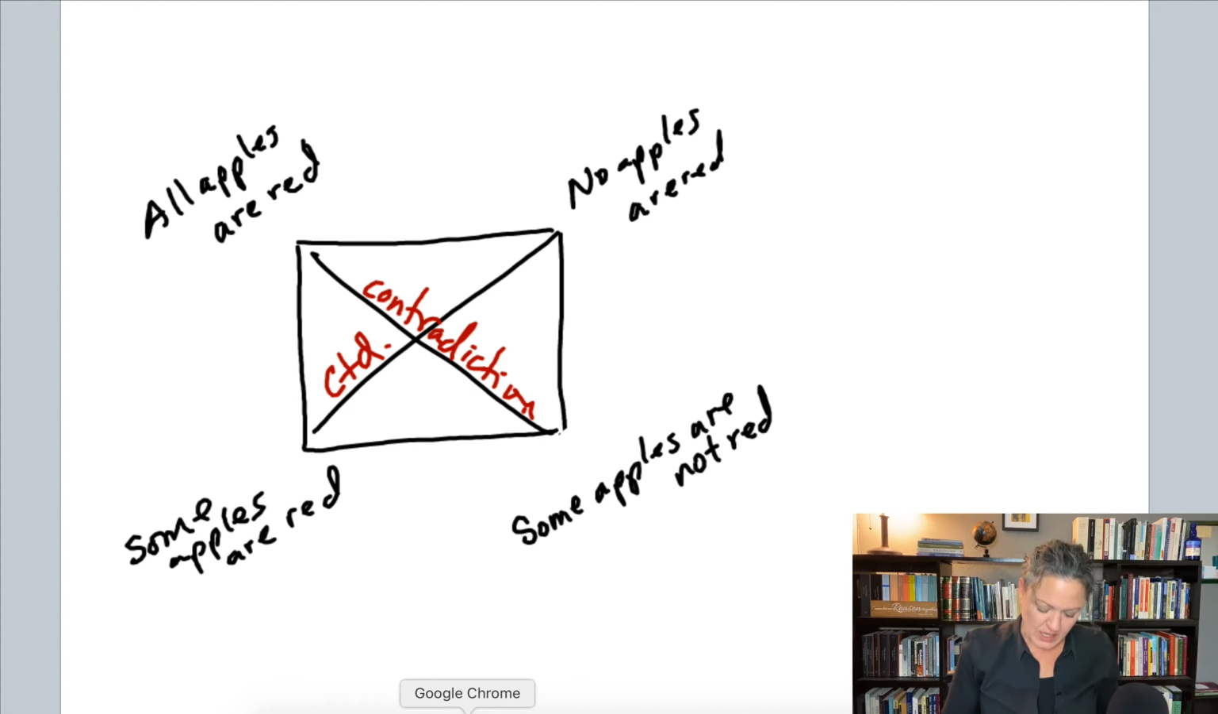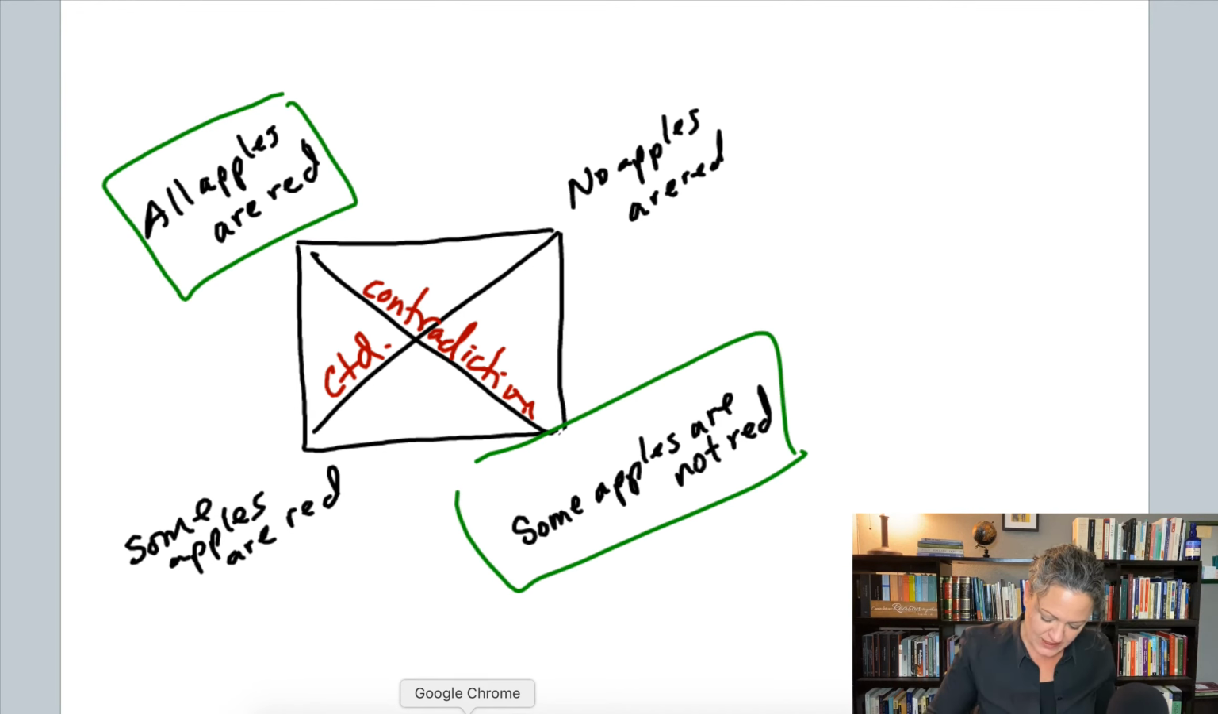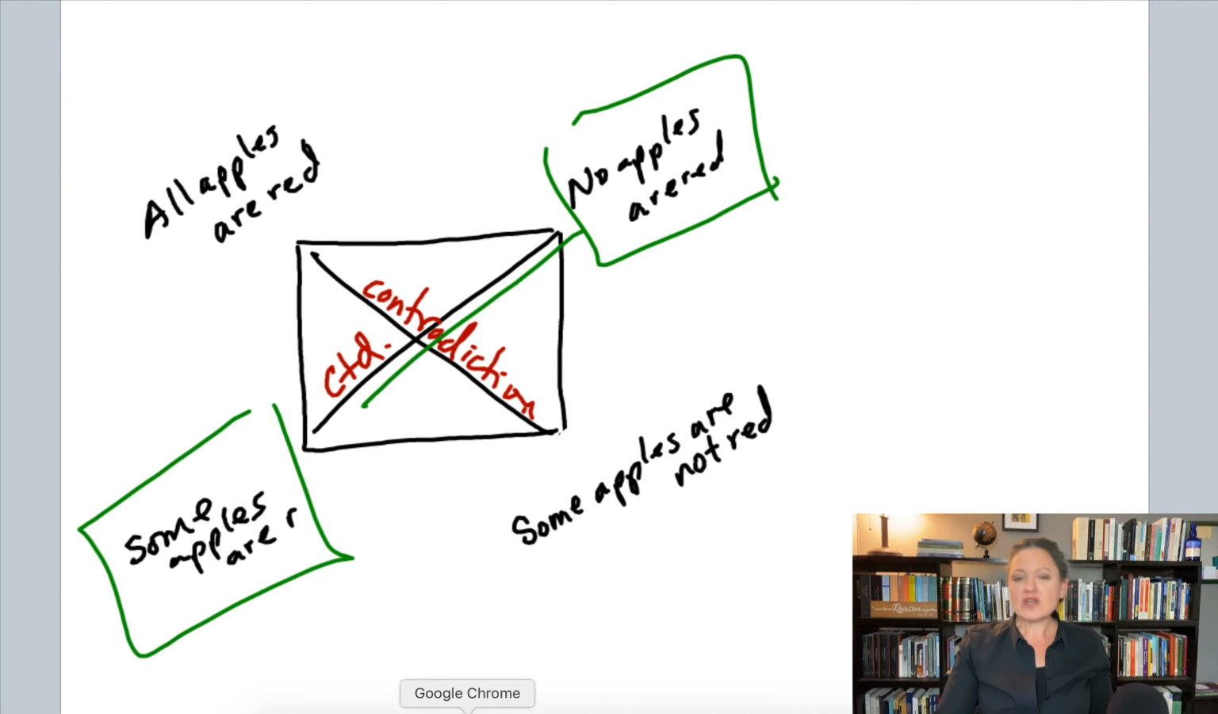So I want you to give an example of a contradiction. Now, students sometimes just draw out the whole square. That's not what I'm asking when I ask for a contradiction. I'm asking for either these two corners, that's a contradiction, or these two corners, that's a contradiction. So I want you to fill in the blanks, S and P, and give me your example.